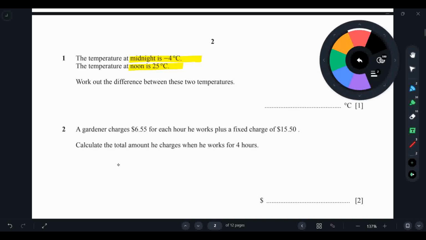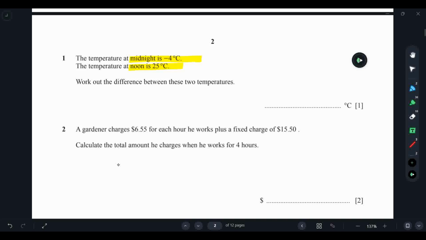First of all, we need to understand that we need to find the difference. So the difference will be 25 minus minus 4, which equals 25 plus 4, which means 29. I hope the concept is clear. Okay, let's move to the next one.